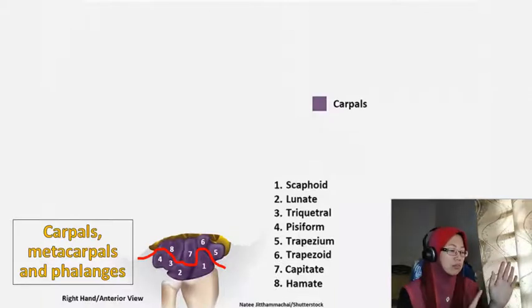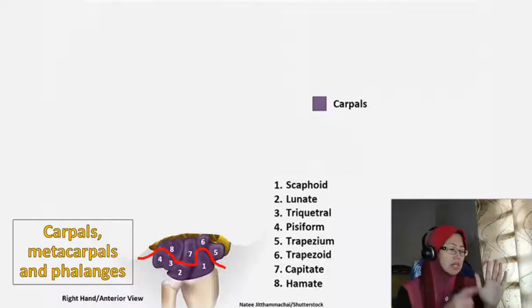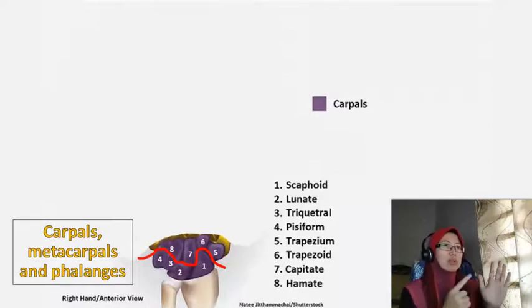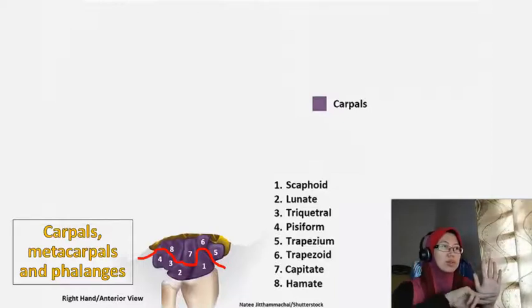The position is from lateral. From the thumb: scaphoid, lunate, triquetrum, pisiform, and again from the thumb, trapezium, trapezoid, capitate, hamate. Am I saying right or wrong? Sorry, again: scaphoid, lunate, triquetrum, pisiform, then trapezium, trapezoid, capitate, and hamate. Okay, so there are 2 layers of carpal bone here.